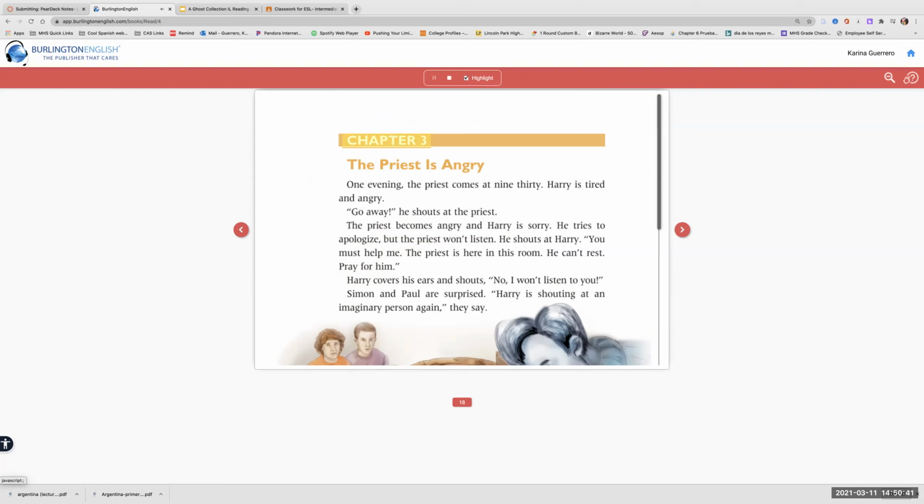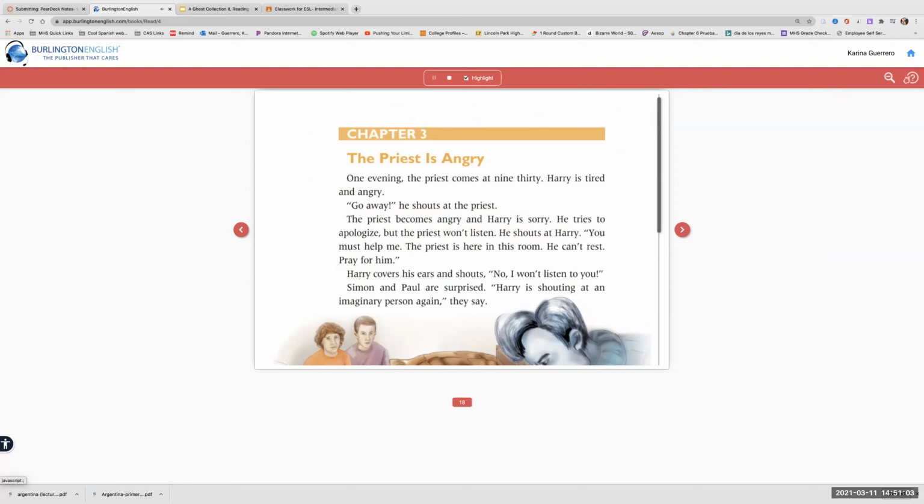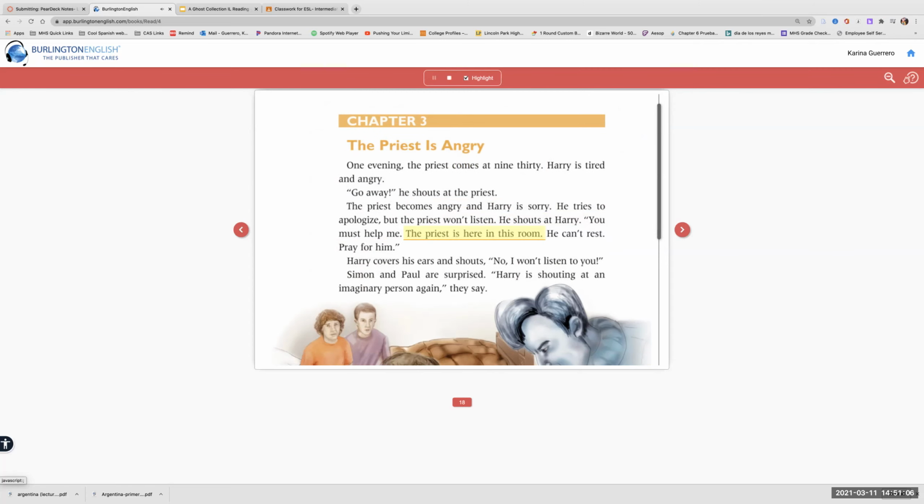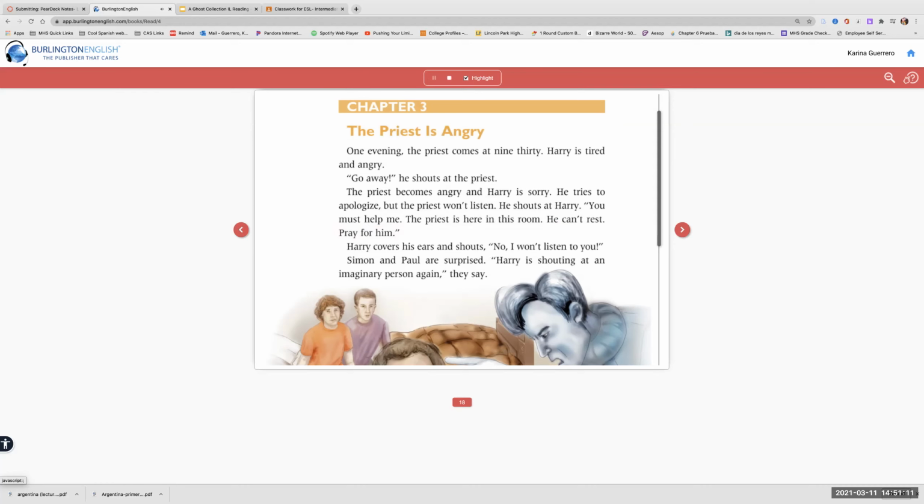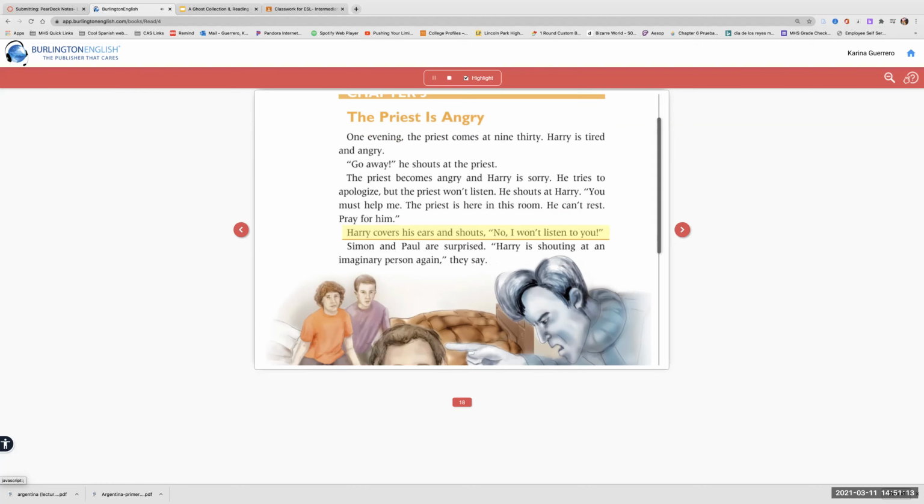Chapter 3. The priest is angry. One evening, the priest comes at 9:30. Harry is tired and angry. Go away! He shouts at the priest. The priest becomes angry, and Harry is sorry. He tries to apologize, but the priest won't listen. He shouts at Harry. You must help me. The priest is here in this room. He can't rest. Pray for him. Harry covers his ears and shouts, No, I won't listen to you.